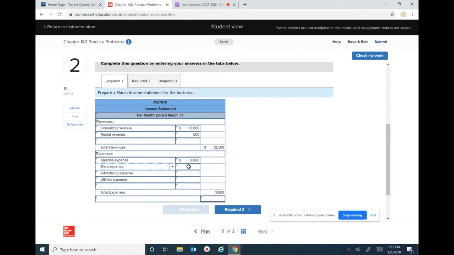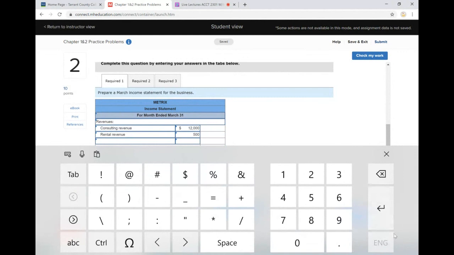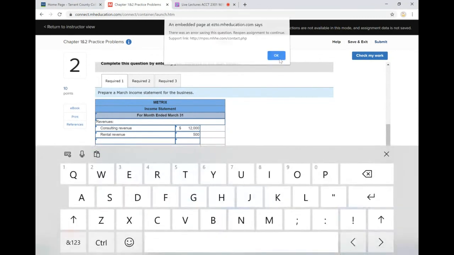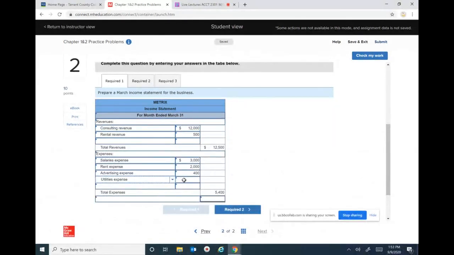For salaries expense. One of the things that you'll notice, the expenses are also organized in the order of size. I'm starting with the largest one and I'm going to the smallest one. So here is my advertising expense, which in this case is $400. And then utilities expense is $200.